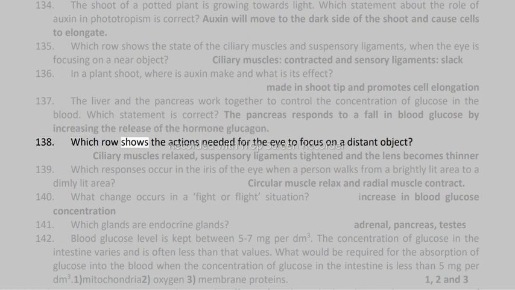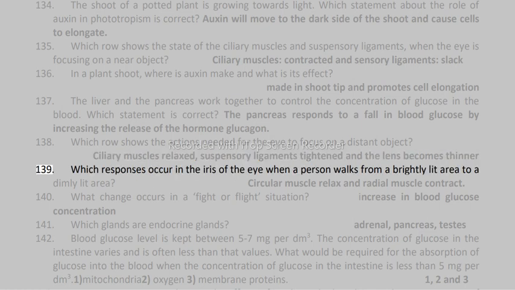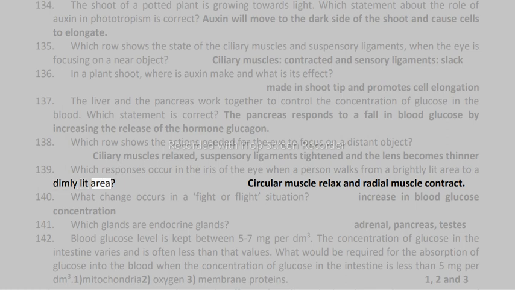138. Which row shows the actions needed for the eye to focus on a distant object? Ciliary muscles relaxed, suspensory ligaments tightened, and the lens becomes thinner. 139. Which responses occur in the iris of the eye when a person walks from a brightly lit area to a dimly lit area? Circular muscle relaxes and radial muscle contracts.